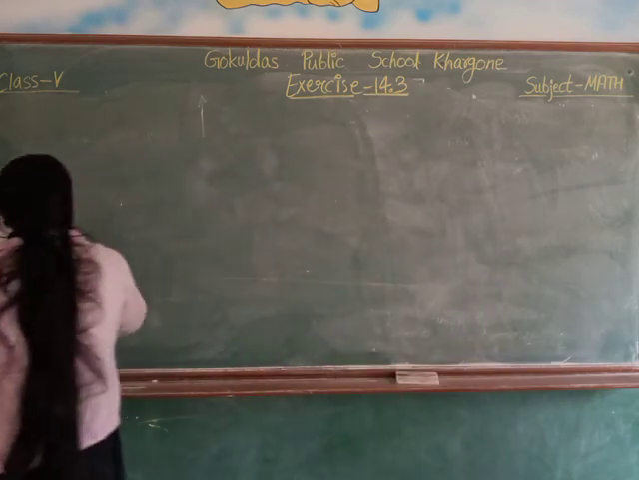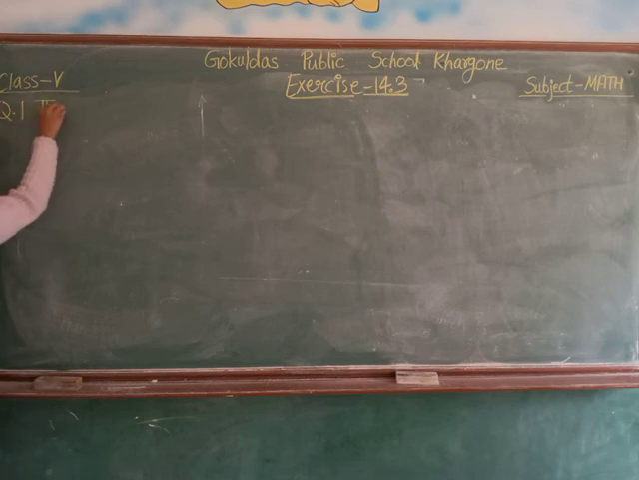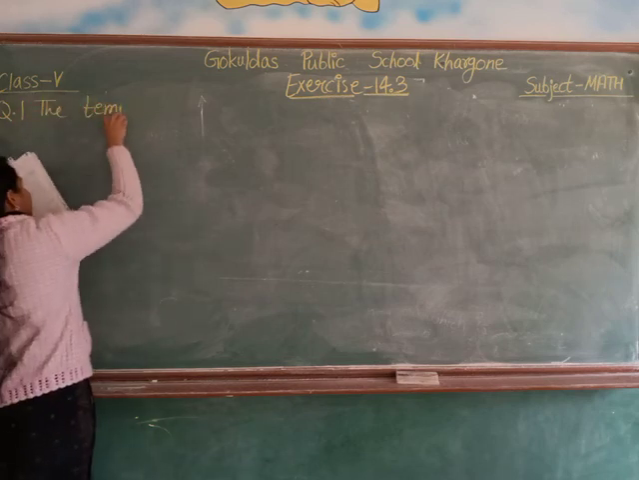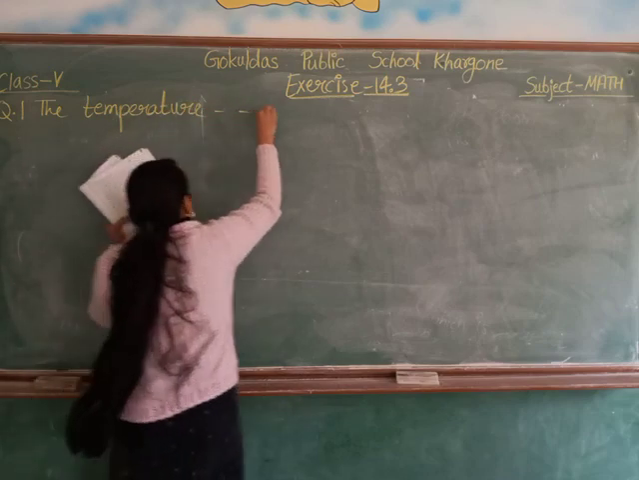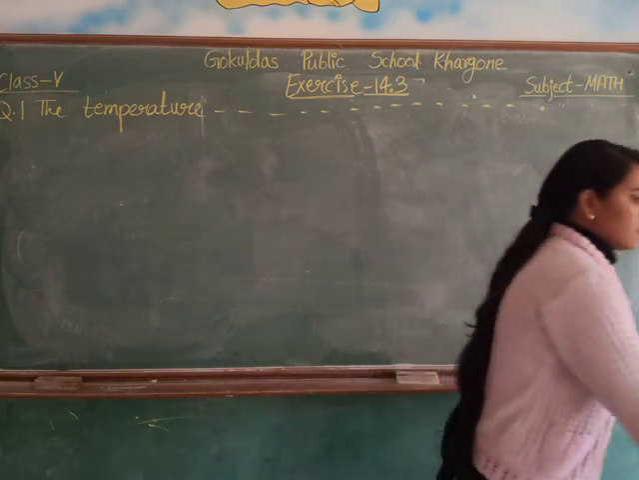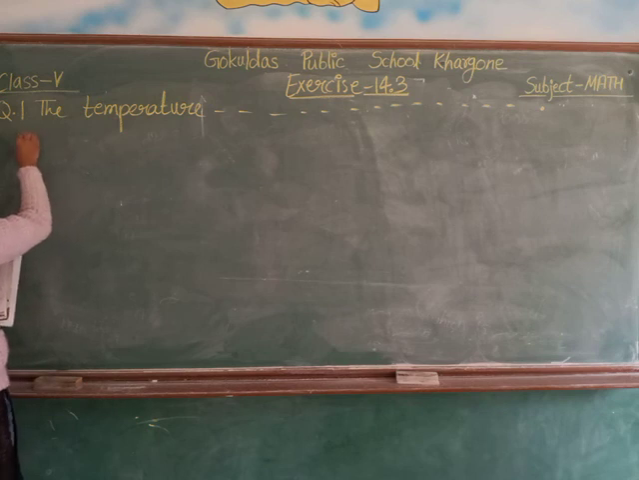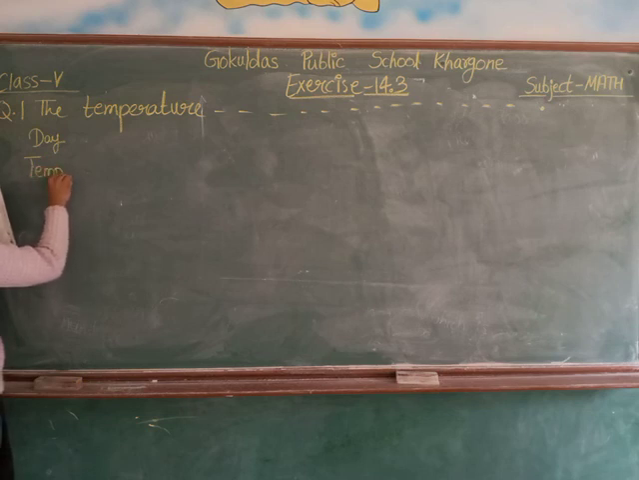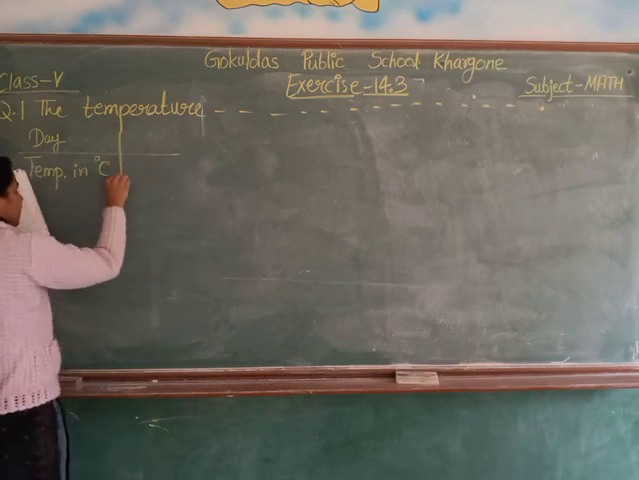So let me draw the table first. Question 1: the temperature of a place for a week is given, right? Now I am drawing the table here. Date and temperature in degree C. These two things are given.